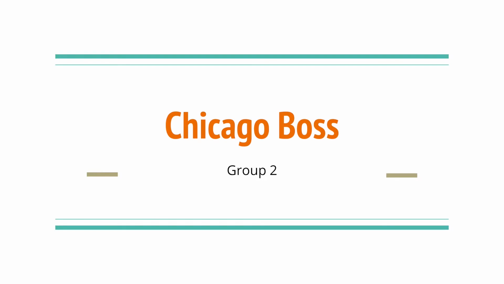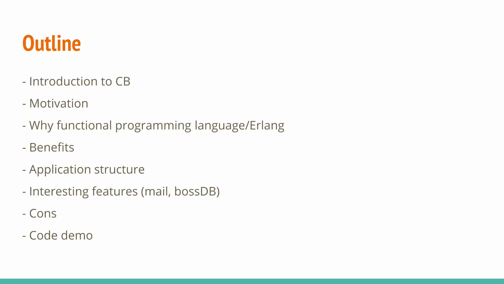Hi, we're Group 2, and today we're going to do our presentation on Chicago Boss, a web framework that utilizes Erlang, a functional programming language. I'm John, and I have my group mates Keegan, Alden, and VJ.